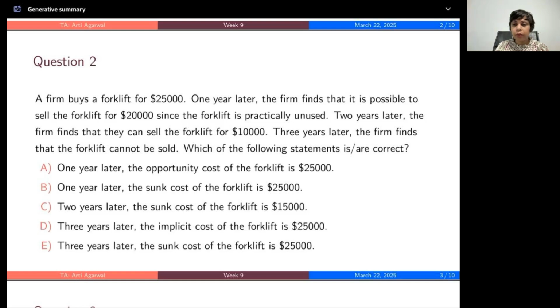So is this clear? Can I keep moving forward? Madam, the opportunity cost, can you be a bit more explicit in describing it?